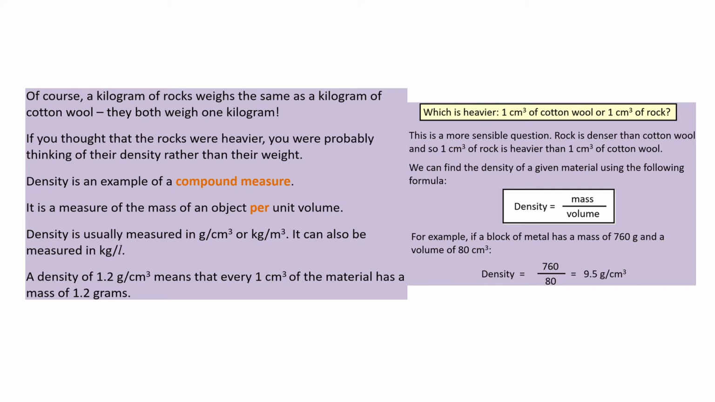A much more sensible question might be: let's say we took the same volume of our rocks and our cotton wool, so 1 centimeter cubed, and you can look at the example on the right. We took 1 centimeter cubed of cotton wool and 1 centimeter cubed of rock. Which one would be heavier? Well, we should get the rock, and that, in a sense, is density. That is showing us how density acts in real life.